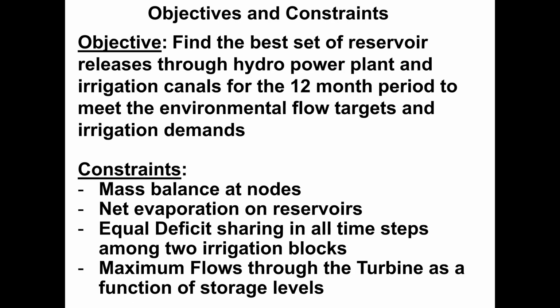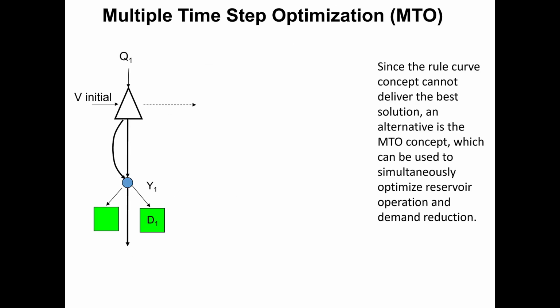Pay attention to this net evaporation on reservoirs constraint. It's not an easy constraint, because we are solving the system for all 12 time steps, which means that we don't know the storage at the end of every time step. And reservoir surface area is a function of storage. So that area is not known ahead of the time. In other words, this is a dynamic constraint which has to be built into the model. It's also a non-linear constraint.